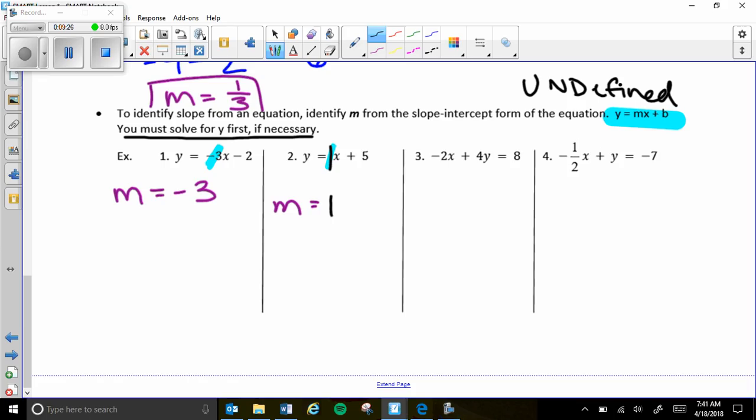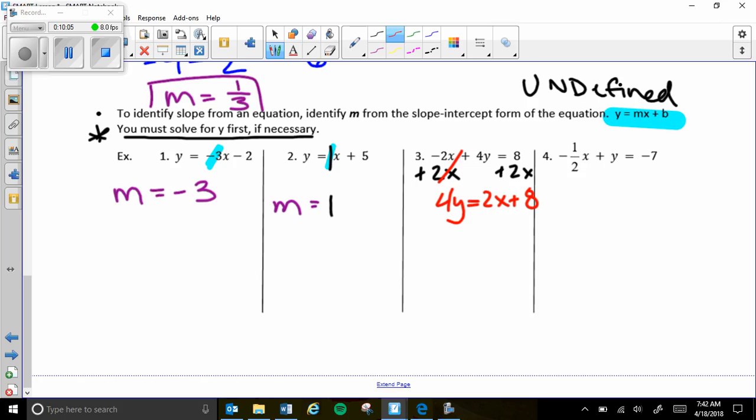Now looking at example 3, again, look back at this sentence right here. You must solve for y first. Is y by itself in number 3? No, so we have to solve for y. In order to do that, what's the first thing we need to move? We need to move this 2x to the other side, so we're going to add 2x to both sides, which cancels this out and leaves me with 4y equals 2x plus 8. Notice how I put that x term first. When we're talking about slope-intercept form, it should be y equals mx plus b. So your x term should come before your constant, before your number.